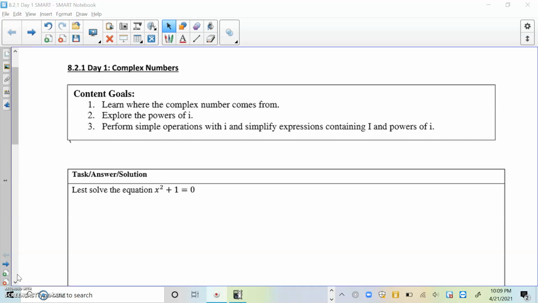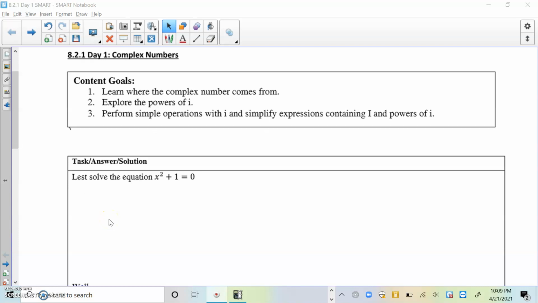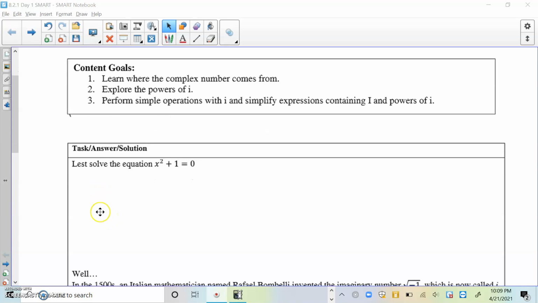Today we are going to learn, well, I'm making this video after the fact. So today we learned about something called complex numbers, also known as imaginary numbers. We will talk about where this came from and why it exists, but let's start by showing it in action.